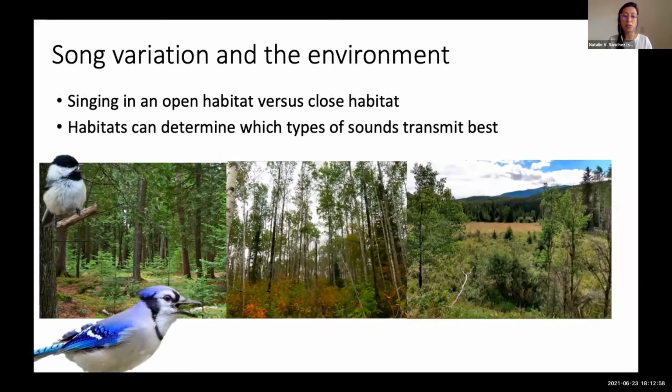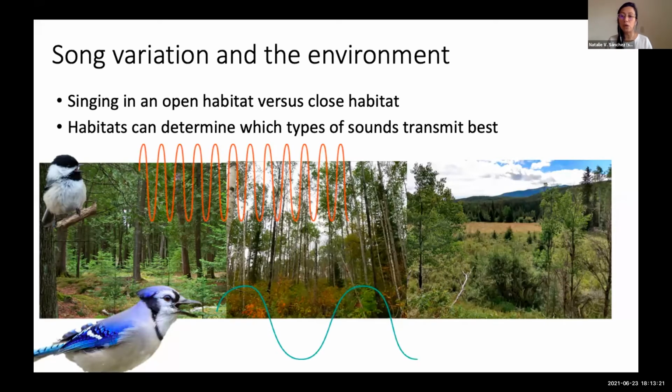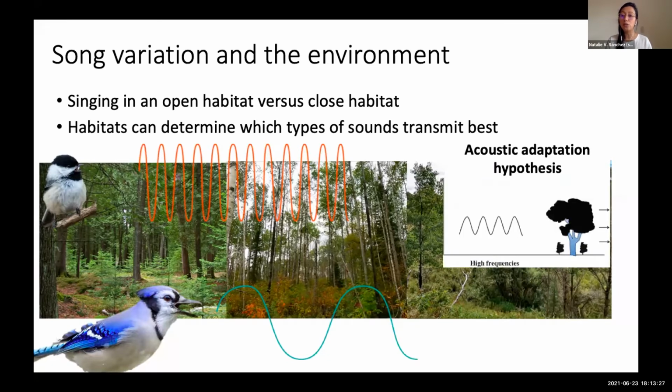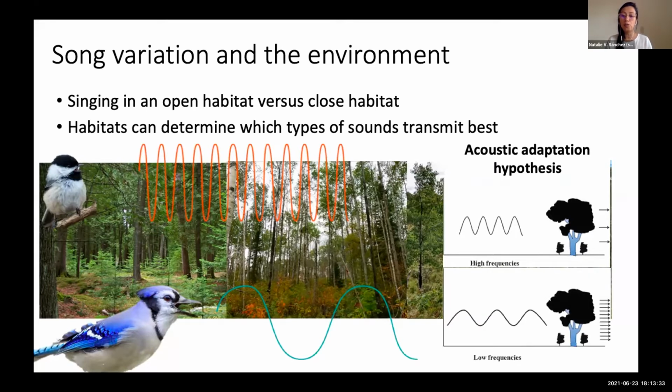Another selection process explaining some variation is the environment. It is very different to be singing in an open habitat versus a closed habitat. And habitats can also determine which type of songs or sounds transmit best. So in this case, I'm showing a bird singing a high frequency song and a bird singing a low frequency song. According to the acoustic adaptation hypothesis, high frequency songs are going to transmit less through vegetation in comparison to low frequency songs. So keep this in mind for the rest of the talk.